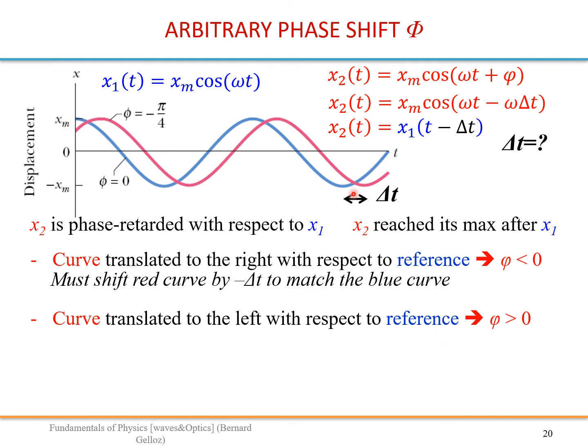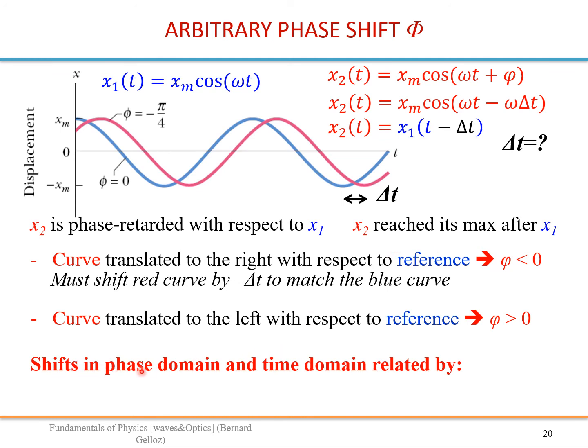Alright, so in problems, for example, they may give you phi, like here, and they might ask you what is delta t. So you can find it quite easily with the fact that phi equals minus omega delta t. So we are going to see a more general way to see that.